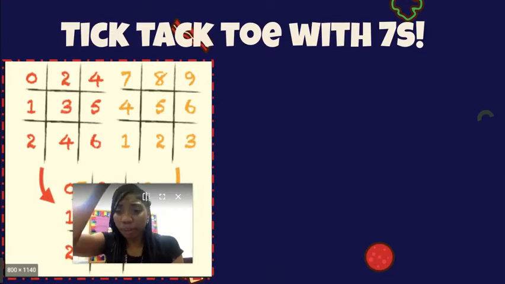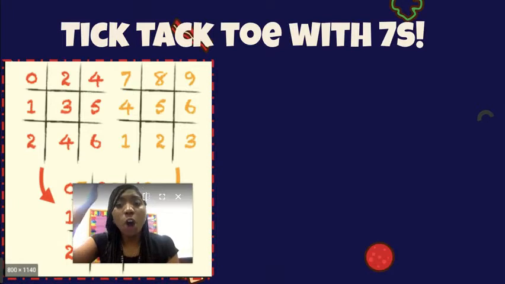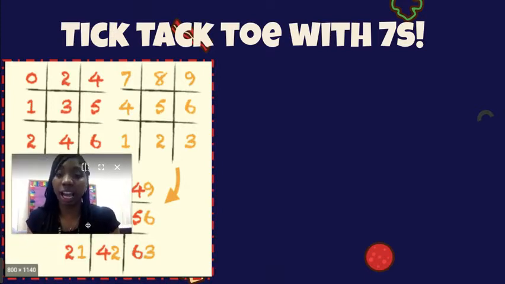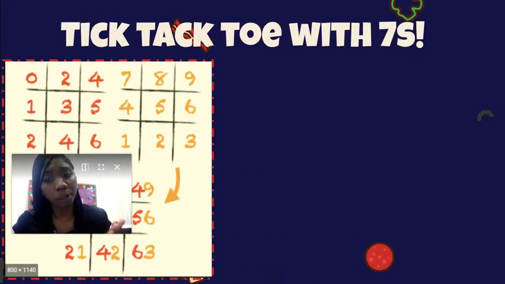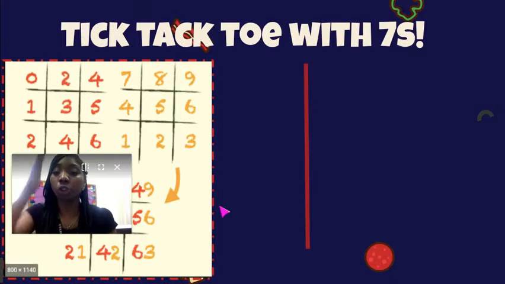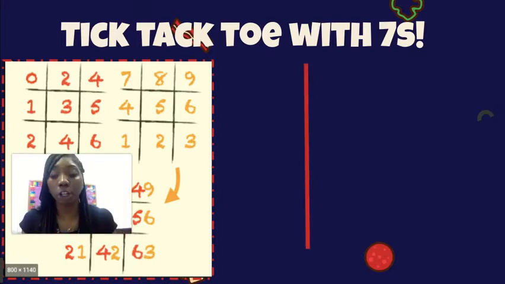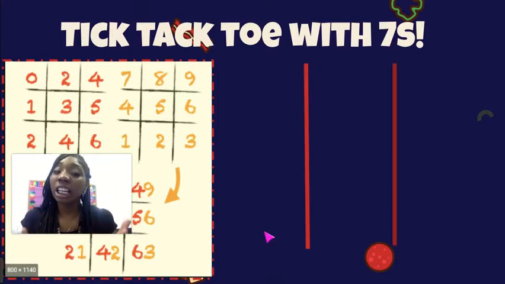How many of us have ever played Tic Tac Toe? Okay, great. And if you haven't, that's fine because we're going to use this strategy today to help us learn our 7 times tables. So this is what I would like for you to do in your notebook or on your whiteboard. I want you to first draw a line up and down. And then you're going to leave some space and draw another line, because we have to set it up like tic-tac-toe, right?